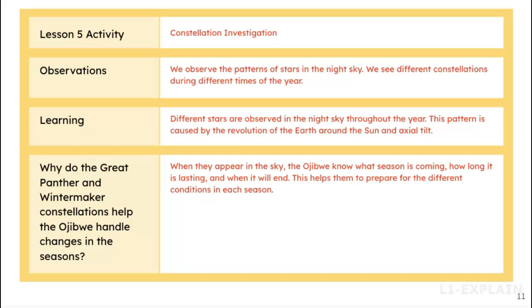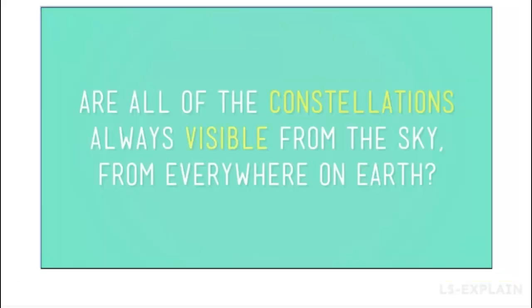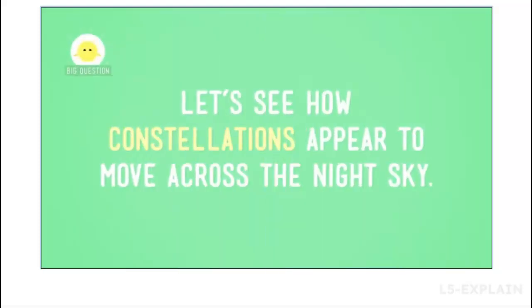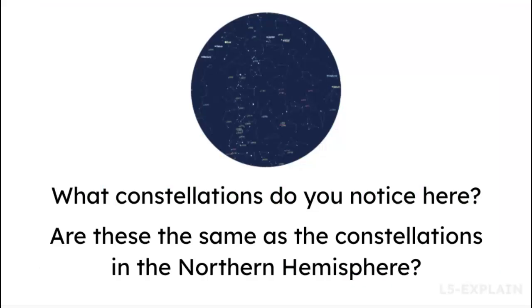From the discussion, students should understand that when certain constellations appear in the sky, the Ojibwe know what season is coming, how long it is lasting, and when it will end. This helps them prepare for different conditions in each season. During the discussion, you'll show a video about constellations. You'll also use the virtual planisphere to investigate differences in constellations between the northern and southern hemispheres.